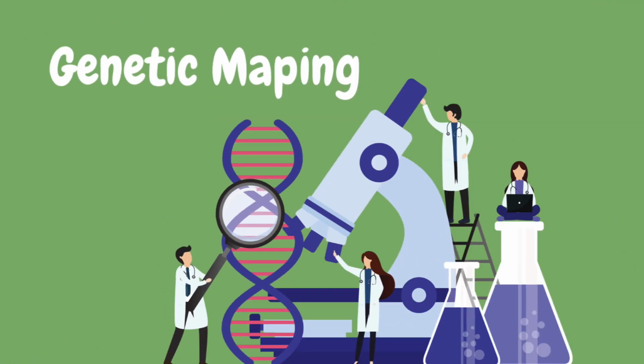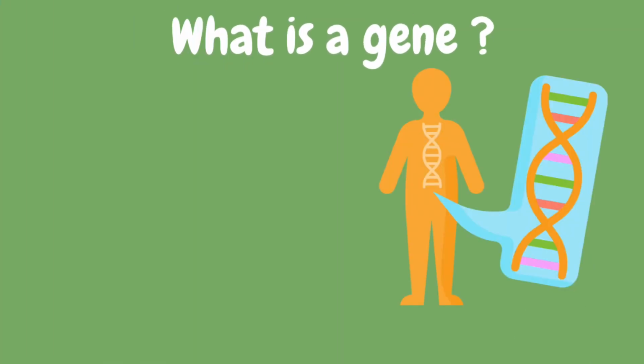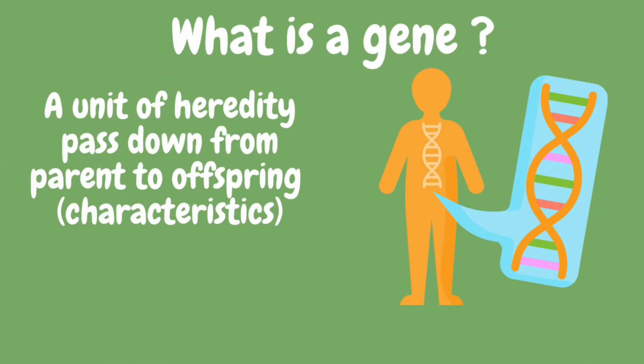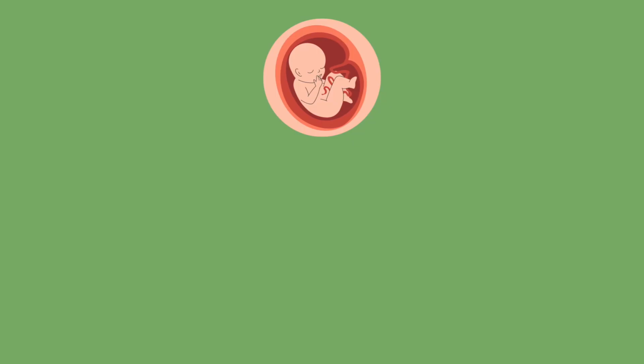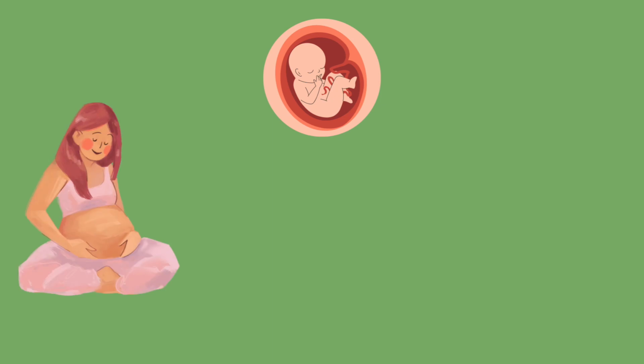Genetic mapping is what we're going to be discussing today. So, what is a gene? A gene is a unit of heredity passed down from parent to offspring. A combination of genes is what makes us who we are today. You get some genes from your mom and some genes from your dad.